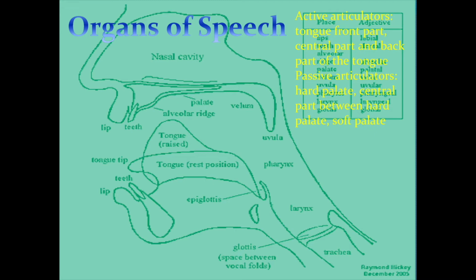These three are the active articulators. So the tongue at some point raises and comes close to either the hard palate or behind the hard palate or soft palate, and the vowel sounds are articulated. So what are the active articulators here? The tongue part is the active articulator, sometimes front part, central part or back part, and passive articulators are hard palate, central part between hard palate and soft palate, and soft palate or velum.